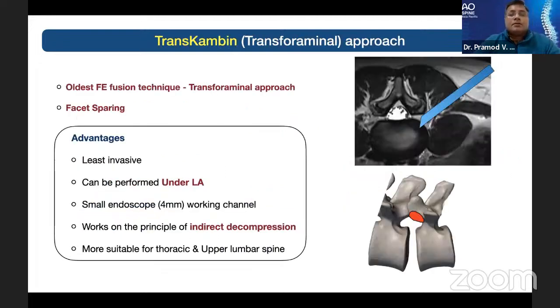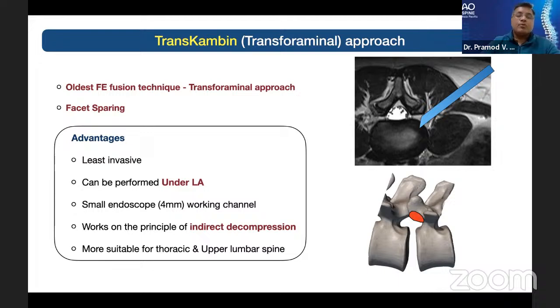So what is the transforaminal approach? I think it is one of the oldest fusion techniques, described right in the 1980s. One of the pioneers in that is Said Usman. It is a facet-sparing technique. It does not cut the bone. It goes through the Kambin's triangle, is very minimally invasive, can be performed under local anesthesia, and can be done with a very small endoscope, a 4 millimeter working channel. And as I told you before, it works on the principle of indirect decompression.